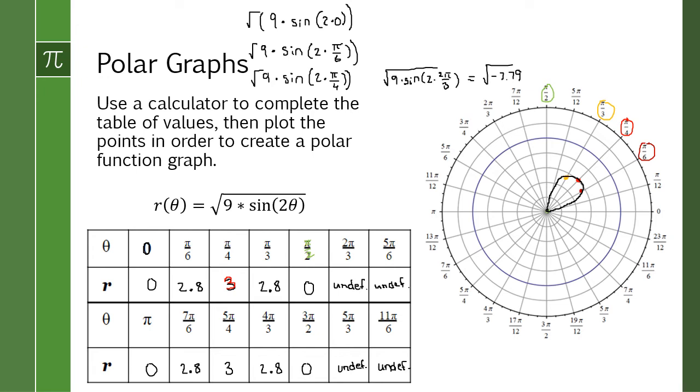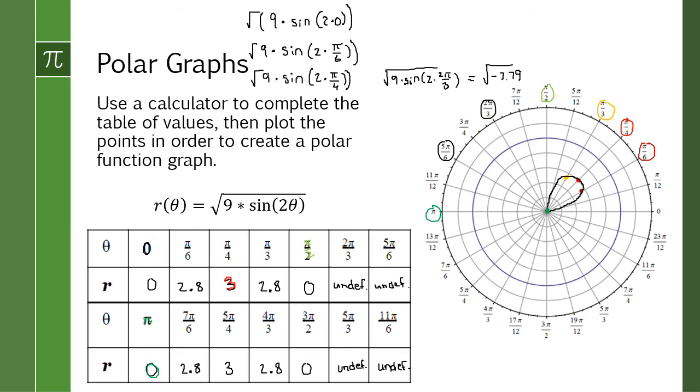Now, we've got some points that are undefined. So at an angle of 2 pi over 3, the point is undefined. There is no graph there. And at 5 pi over 6, same thing. Undefined, no graph. But if I pick back up at an angle of pi, at that angle my radius is 0. So the angle is pi, but I go towards that not at all. That's another point that's on top of the origin there.